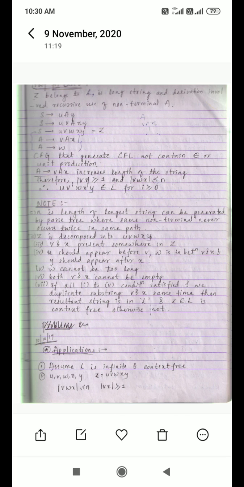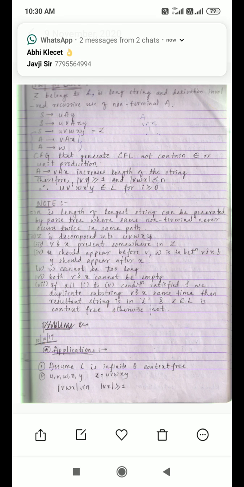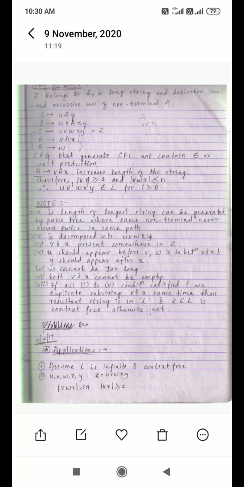So the first step is what? You assume that the language is infinite and context free. In the regular language case, you assume that the language is infinite and regular. Here, you are assuming the language is infinite and context free.